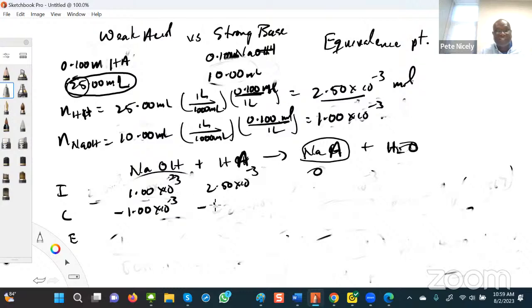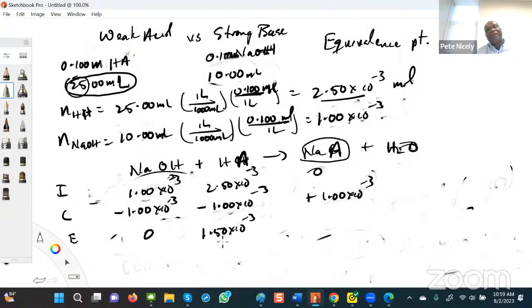Same amount of HA would be used up as well. And as far as the sodium acetate is concerned, that would be 1.00 times 10 to the minus 3 moles, all right? So at the end of the reaction, you're going to have no sodium hydroxide. You're going to have 1.50 times 10 to the minus 3 moles of acetic acid. And here you're going to have 1.00 times 10 to the minus 3 moles of the sodium acetate.